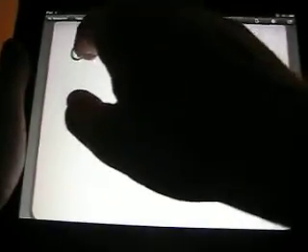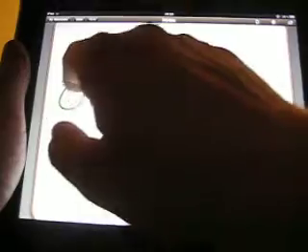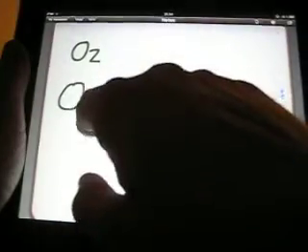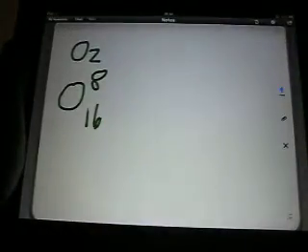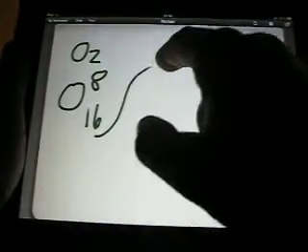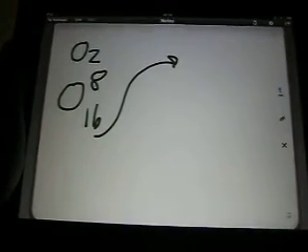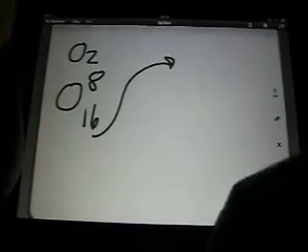Okay, let's look at molecular oxygen, O2. Look on the periodic table of elements. Oxygen is 16. Its mass number is 16. It has an atomic number of 8. So we just plug 16 in, right? Hopefully I didn't trick anybody, because we're talking about molecular oxygen, which is 2 oxygen atoms.